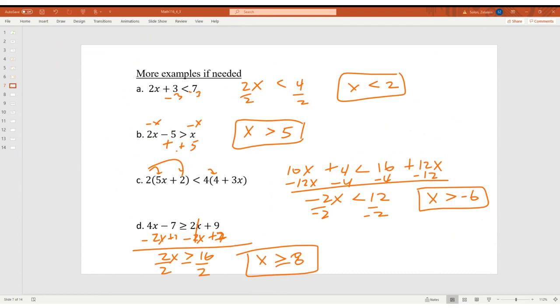Yep. Don't switch the last one. So because we are dividing by positive too. If you divide by positive, do not switch the inequality. You switch only when you divide or multiply by negative number. So keep that in mind. Okay.